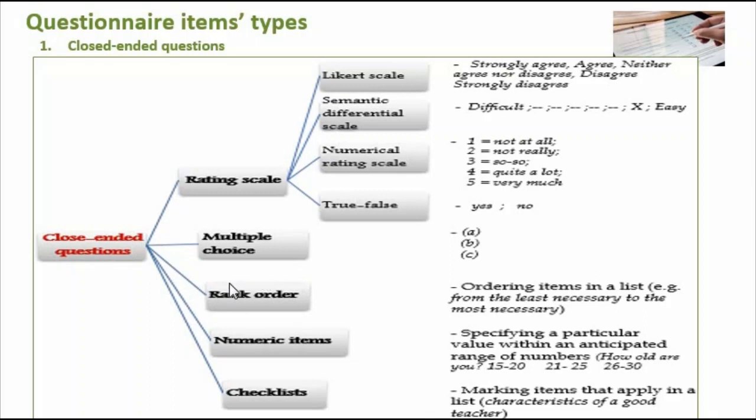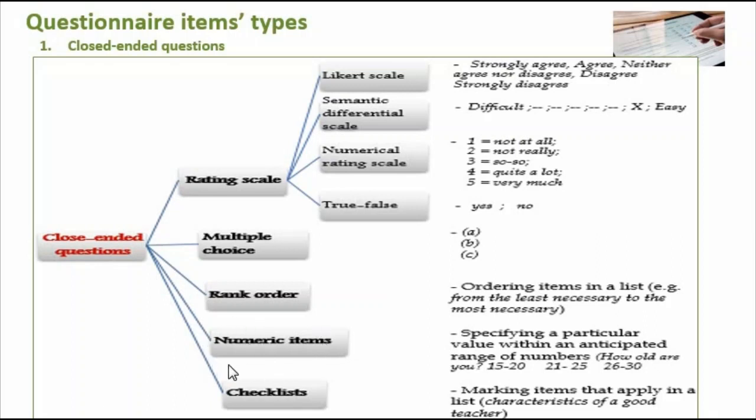Rank order questions are the other type of close-ended questions. Here, the researcher provides a list of items or statements, and he asks the respondent to provide numbers for these statements. In a way, the respondent will order the items. For example, from the least necessary to the most necessary. For example, the researcher will provide the respondent with a list of language skills: writing, reading, speaking, and listening. And according to the respondent's situation or occupation, he would order the skills according to their importance for him.